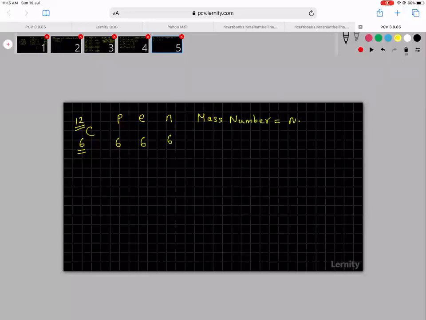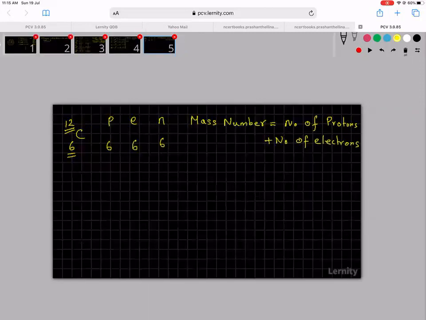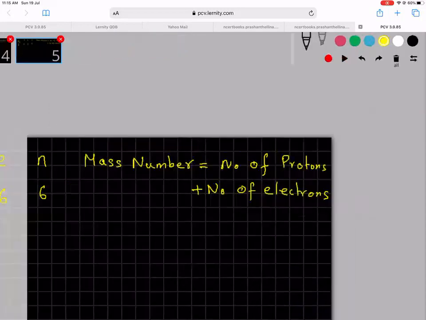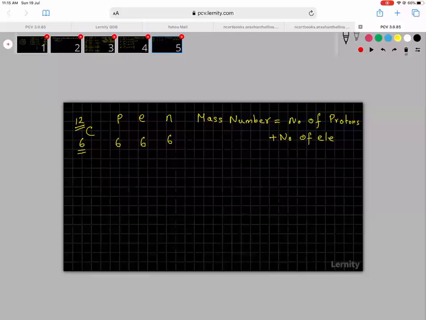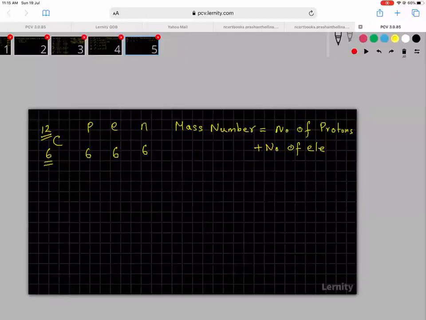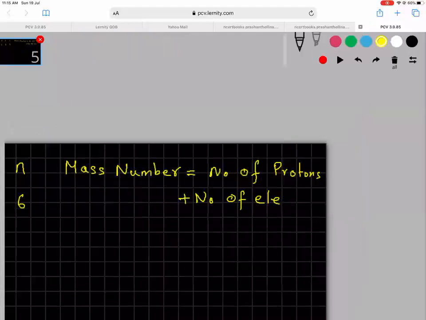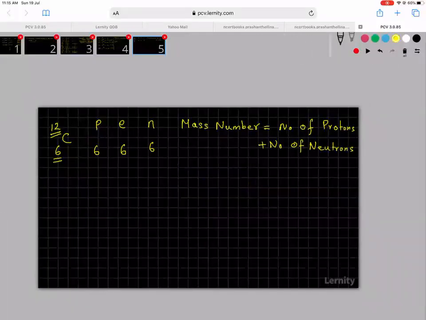Mass number is equal to number of protons plus number of electrons. I'm sorry, number of neutrons. Mass number is equal to number of protons plus number of neutrons. Okay. Then next one is nitrogen.